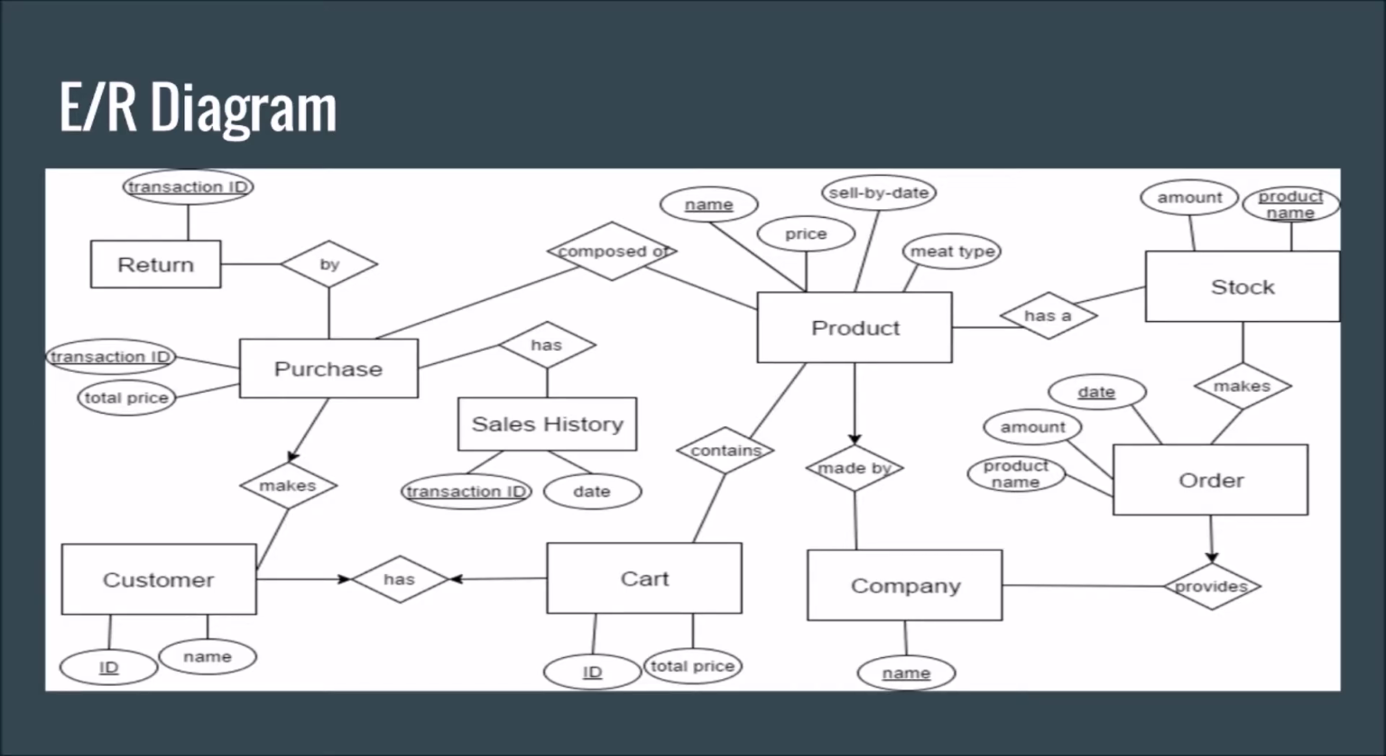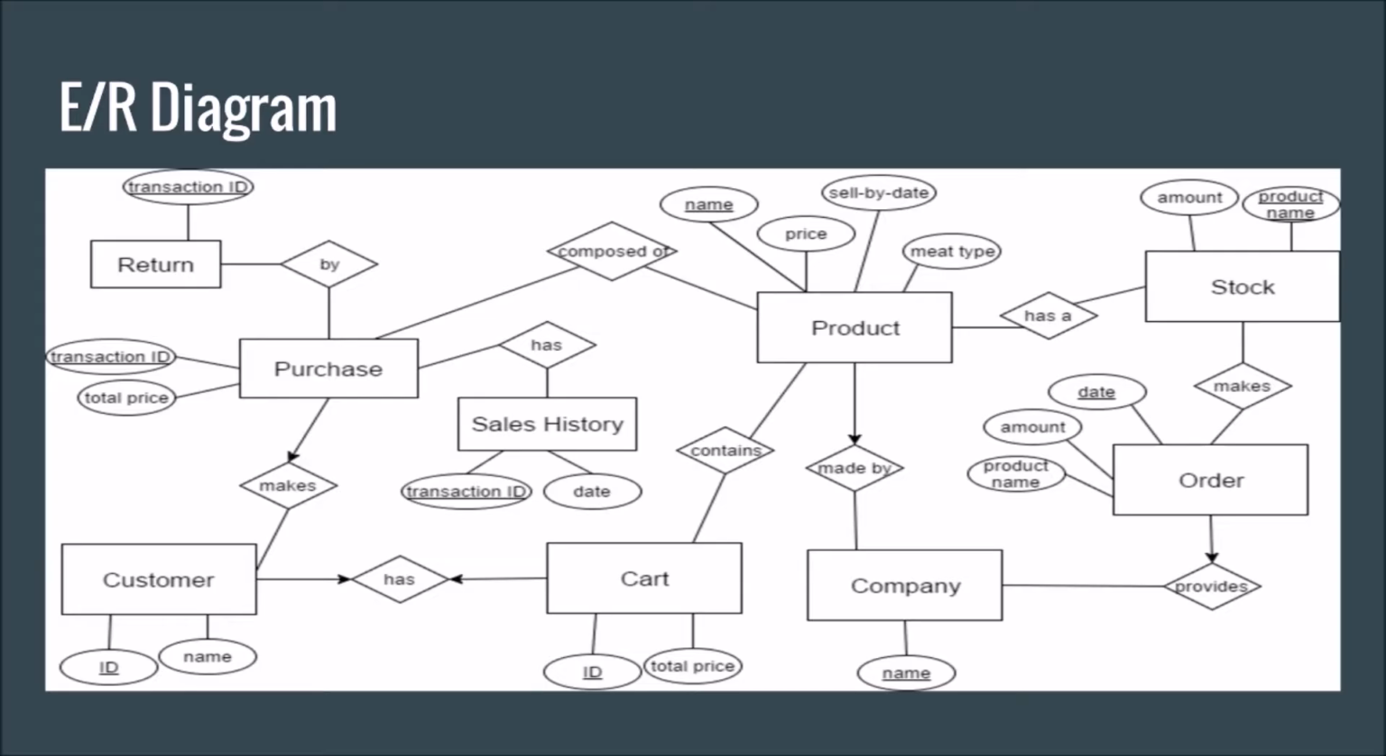For this to happen, we need to have a way to identify different products. They will have a name and a price, with the name as a key. Other attributes include a sell-by date and meat type. A sell-by date will be used for products such as produce, which has an expiration date. Meat type will be used to identify products such as beef or poultry. These two attributes can be nullable.